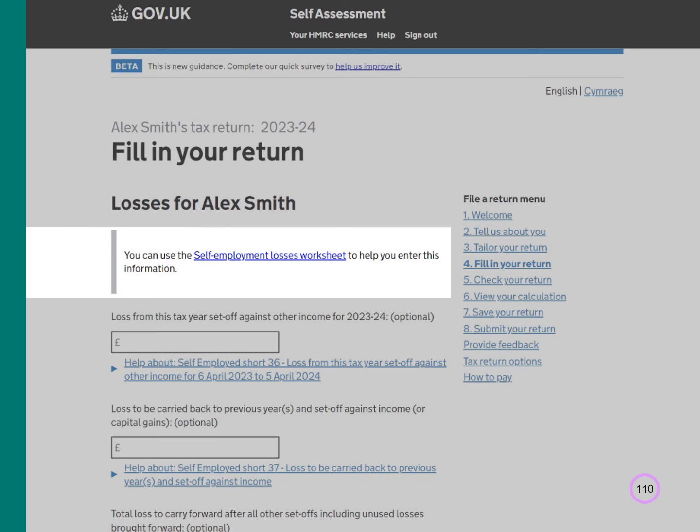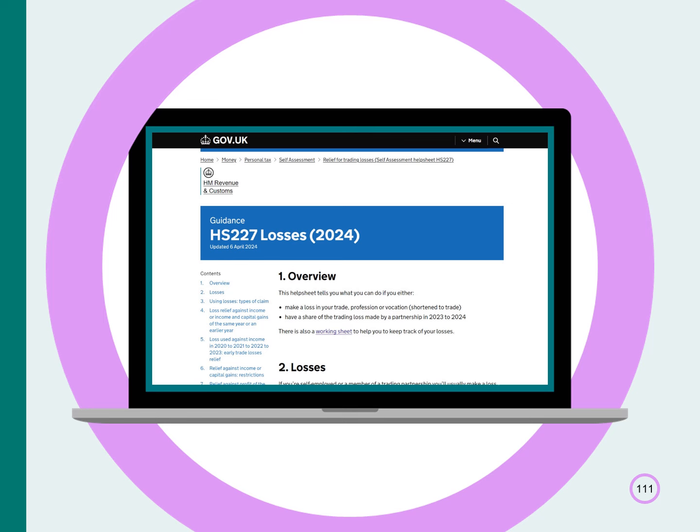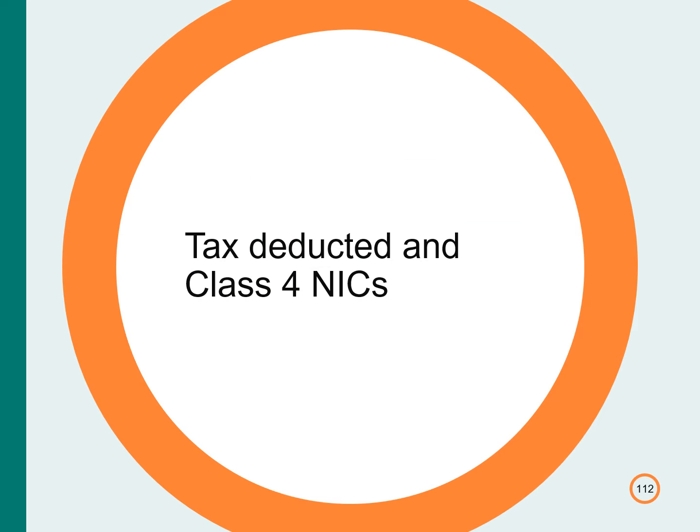There's a link to a worksheet which will help you keep track of losses and work out the figures to enter on this page. You can also find a useful help sheet, HS227, on gov.uk. The next two pages are for tax deducted and Class 4 national insurance contributions.